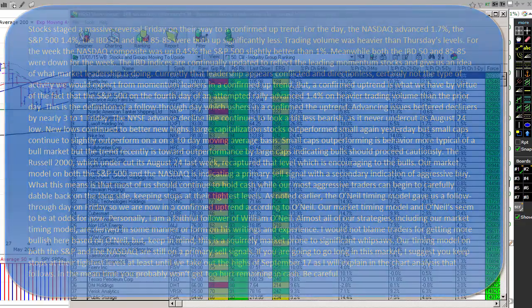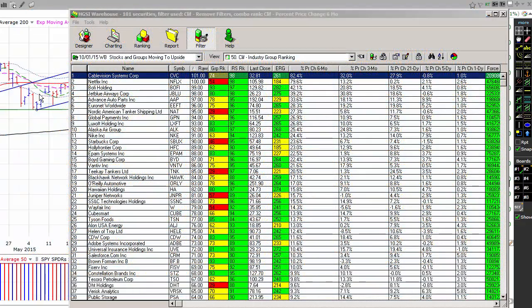Be careful. Okay, we're going to do things a little differently today. Rather than look at where the strength is in the industry groups, we're going to back into the industry groups by looking at where the strength is in stocks today.